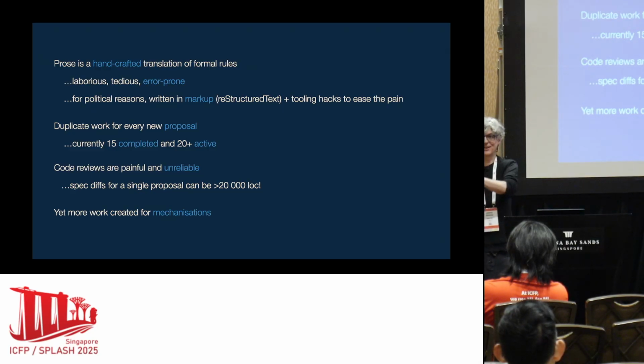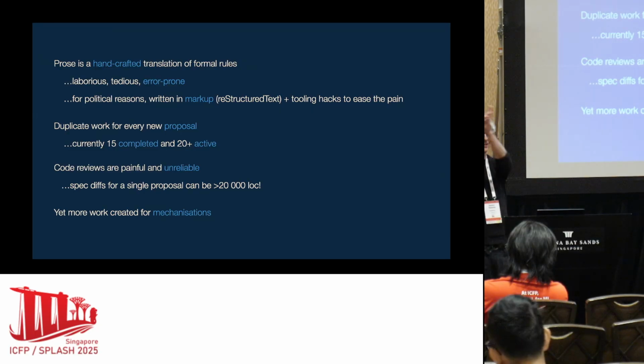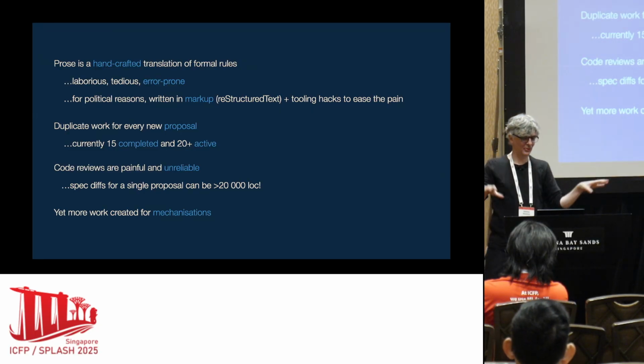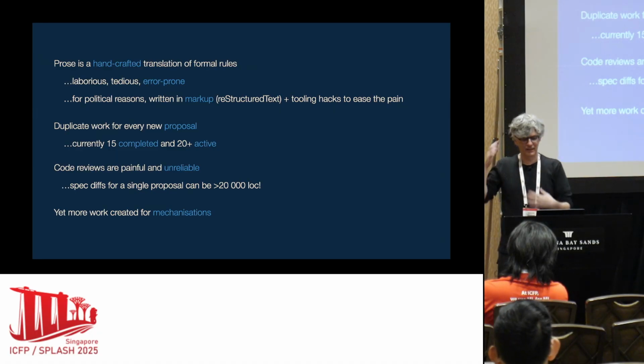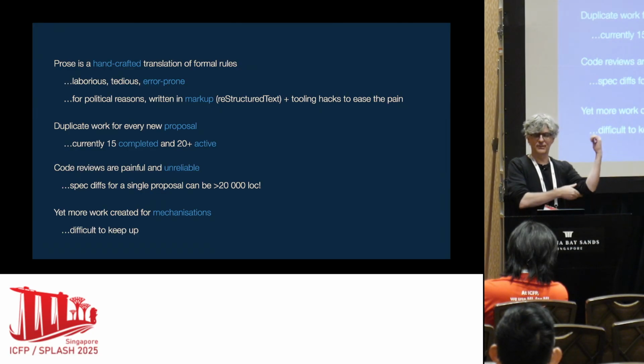And then there's the mechanization, which is a whole different story. So again, somebody has to sit down and manually hand translate all these paper formalisms into something that a proof assistant would understand, something like Coq. And as a result, they obviously are challenged to keep up, right? So there obviously is a problem here.